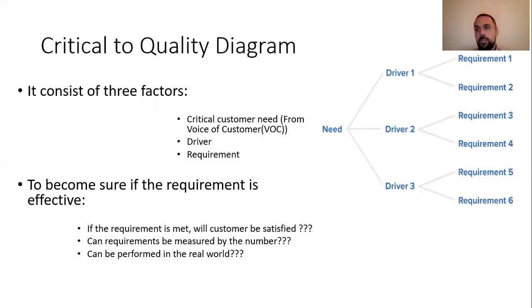But about the requirement, we need to answer three questions. The first one is that if we meet the requirement, does it cause our customer to become satisfied? Second question, can we measure the requirement by a number? And the third question, can this requirement be performed in the real world? Let me consider these factors in a real and practical example.